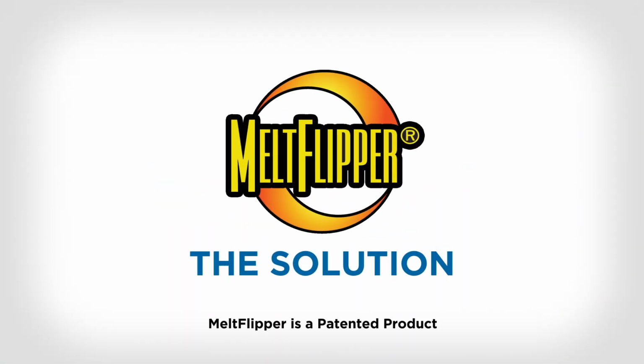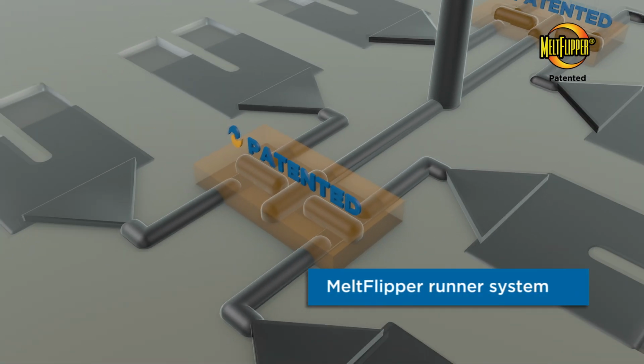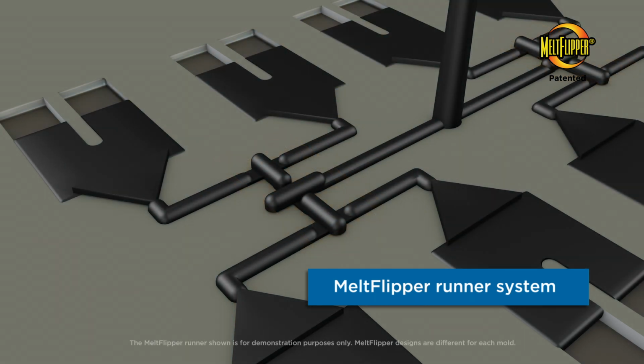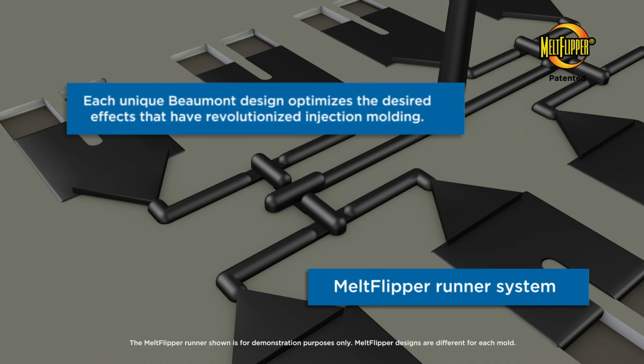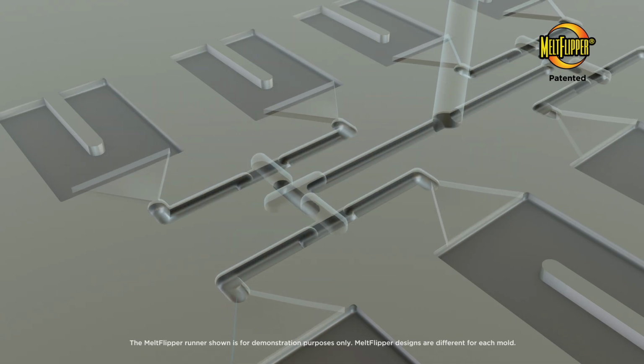With MeltFlipper. MeltFlipper is Beaumont's patented runner design methodology that is driven by science to solve these problems caused by shear-induced melt variations within the runner system. The design shown here is only one of hundreds of possible variations, all created around Beaumont's multiple method patents. Each design optimized to achieve desired effects that have revolutionized injection molding. Every MeltFlipper runner is custom designed for each mold.